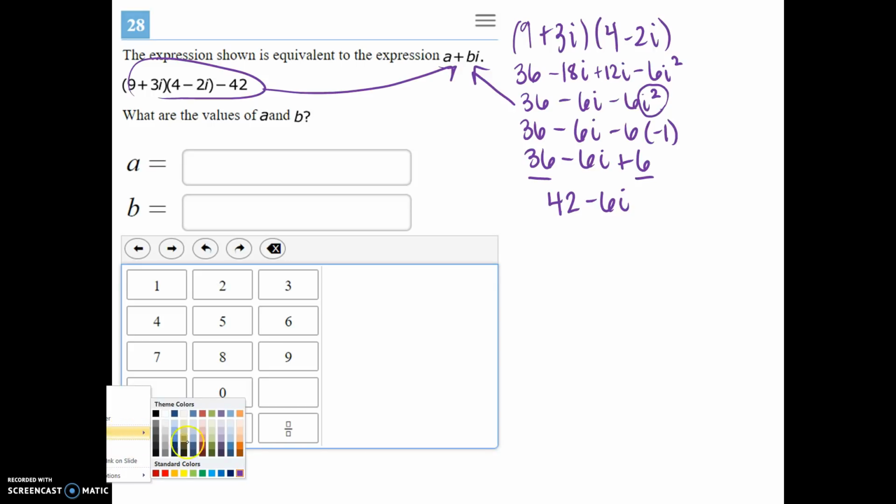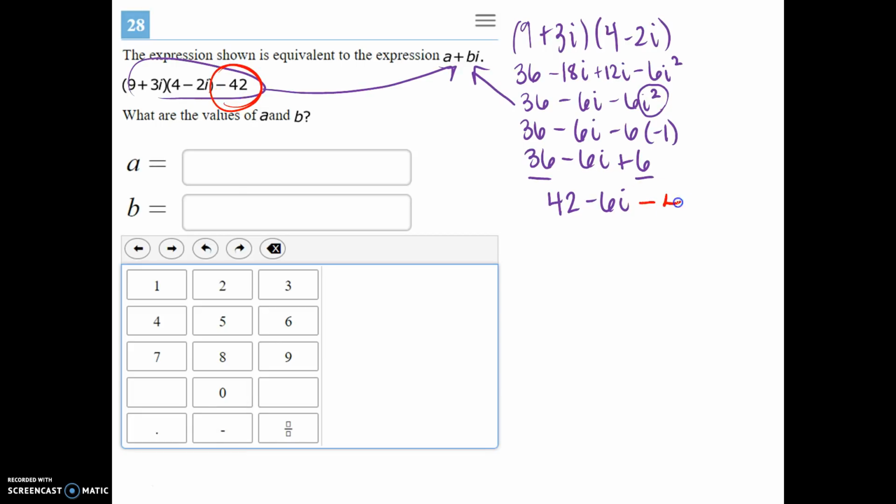there is something there that we have not taken into account, and that is right here, this minus 42. So that needs to go on the end. If you were to have stopped there, you would have gotten one of your answers incorrect. So now I've got 42 minus 6i minus 42. Combine like terms here, and I get 0. So I just get negative 6i.